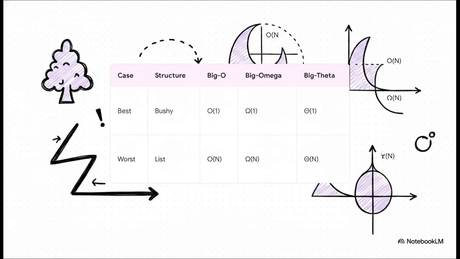The big O upper bound is O of n, but the big omega lower bound for that exact same worst-case scenario is also omega of n. You see? You can mathematically define upper, lower, and tight bounds for literally any case.